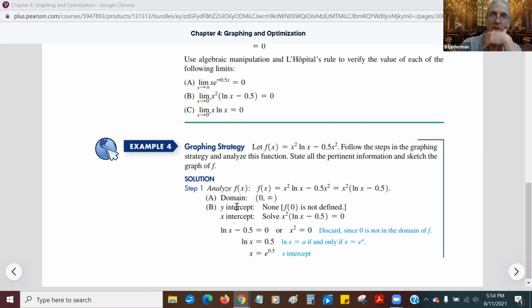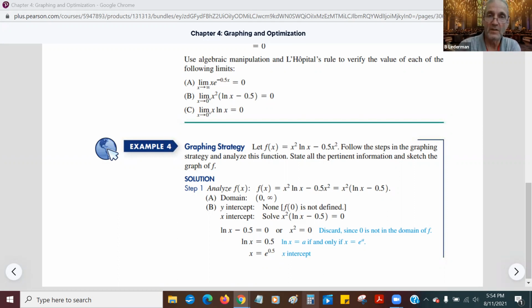The y-intercept, well, there is no y-intercept because x equals 0 is not part of the domain. And for the x-intercept, you have to set this whole thing equal to 0. The only time this is going to equal 0 is either if x squared equals 0, which means x equals 0, but that's not part of our domain, so you get that guy. Or ln x minus 0.5 equals 0, which means ln x equals 0.5, which means x is equal to e to the 0.5 power, and you could just crunch that out, whatever that equals.